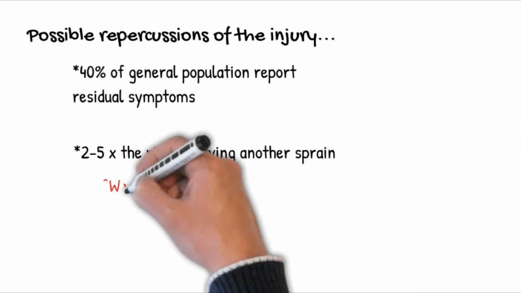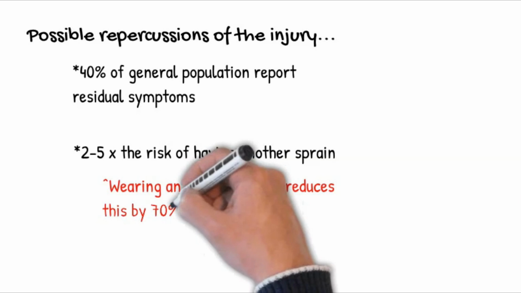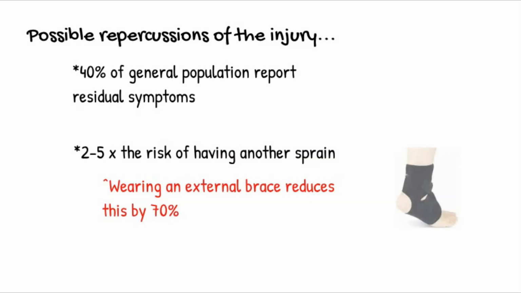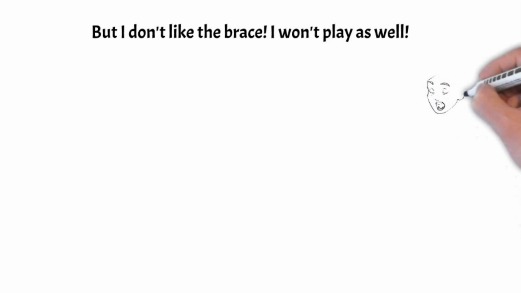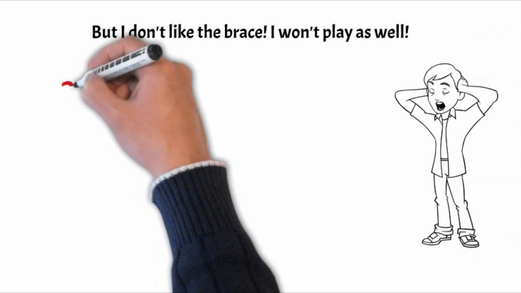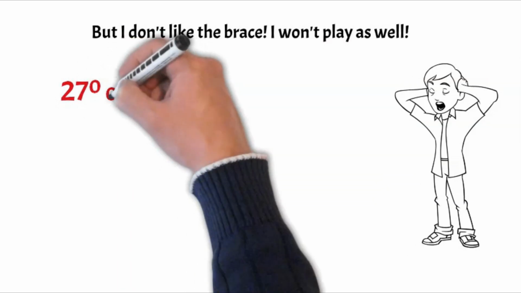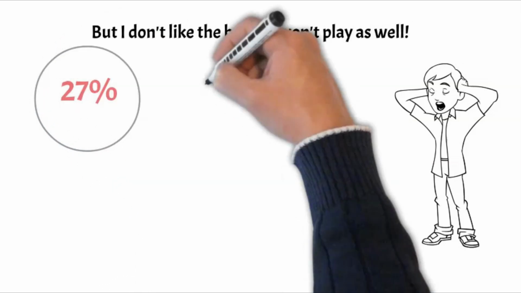The big thing to know though is you have up to a 5 times risk of having another sprain if you sprained your ankle. So you really need to wear an external brace to reduce your chance of it happening again, and this reduces the chance by about 70%. Now, when I tell patients they need to do this, the response I usually get is, I don't like the brace, or I won't be able to play as well if I'm wearing it, okay? And that's pretty common. It's been studied that only 27% of soccer players will wear the brace when it's recommended, because they think it's going to impair what they do or it's going to feel uncomfortable.